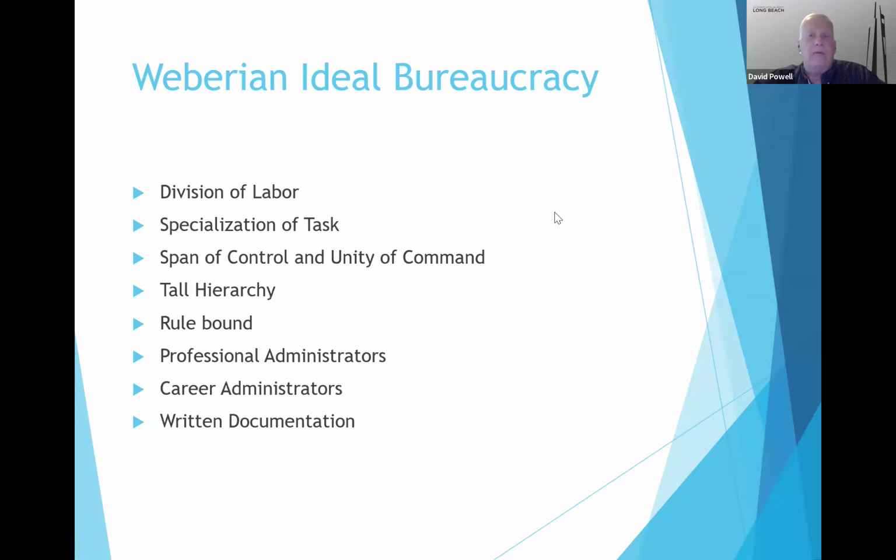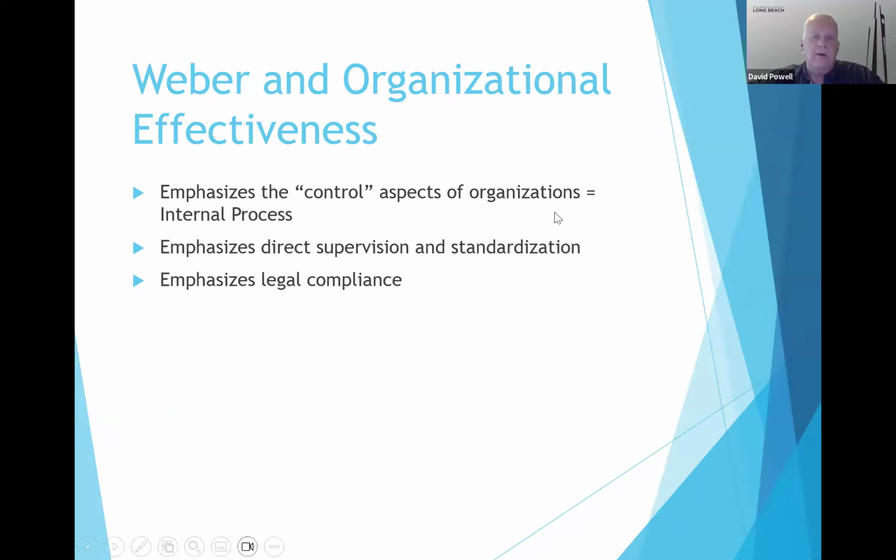Again, this is a one-size-fits-all approach: if we can structure all of our organizations in this manner, this is how we will make our organizations effective. Which then begs the question of, well, how does Weber's ideal bureaucracy measure organizational effectiveness? If the ultimate goal of structuring organizations like this is to make them effective, well, what does effectiveness mean?